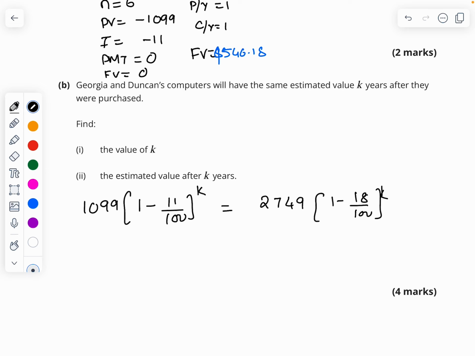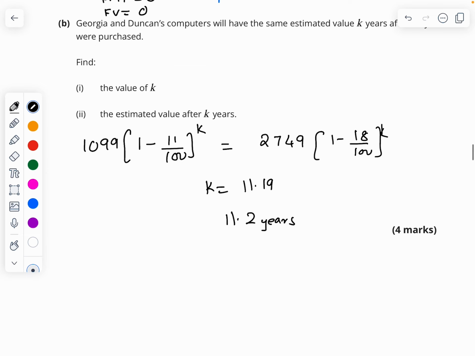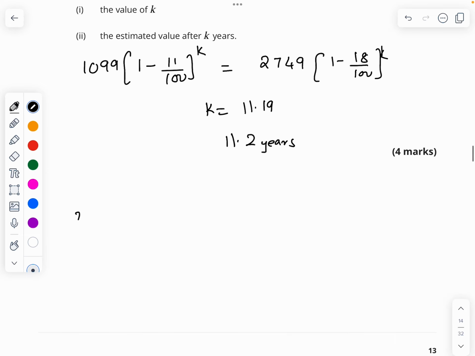So we can find the point of intersection of these two by drawing on the GDC. You should be getting the value of 11.19, which is 11.2 years. The estimated value of k years. What is the value estimated at the k years?